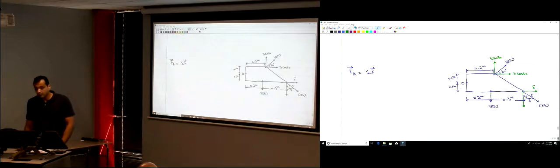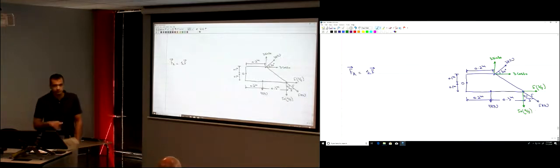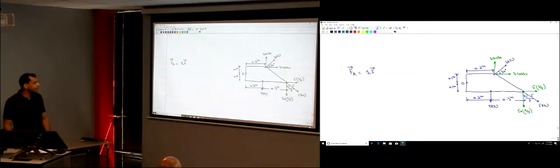5 times 3 over 5. What about the vertical one? 5 times 4 over 5. It's downward. Yeah, it's down. So it's negative here. And the 4 kilonewtons, this 4 kilonewton, it's already in the y direction, right?